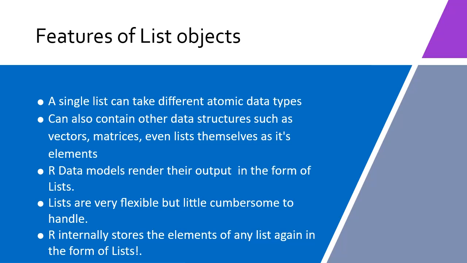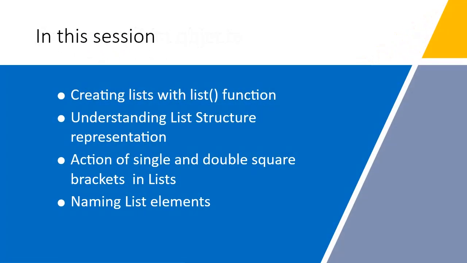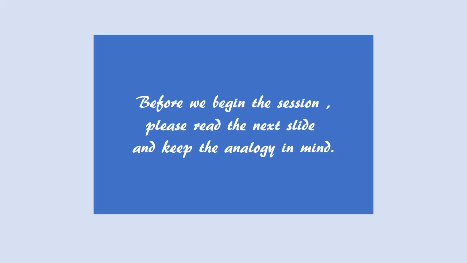R data models have been designed to give their findings in the form of lists. Lists are the most flexible, but their structure is a little bit cumbersome to comprehend. R stores the components of a list again in the form of lists. In today's session, let us learn to create lists, look at their structure, and name list elements. Let us do some work in RStudio to learn the list construct better.